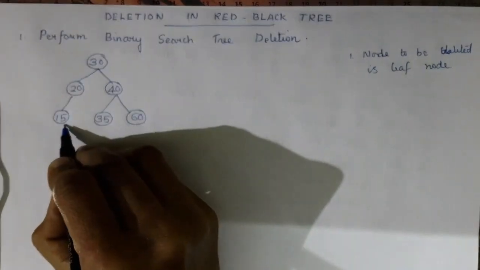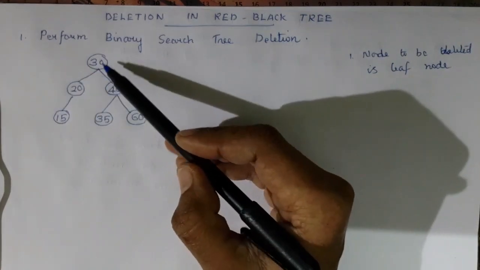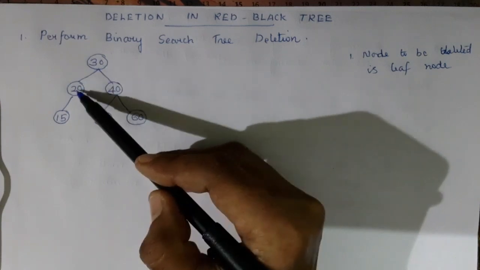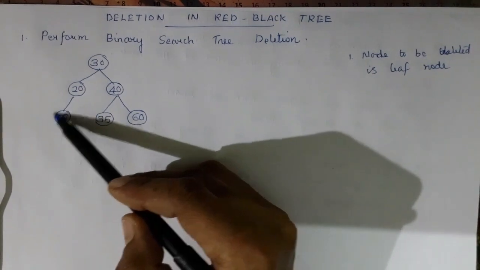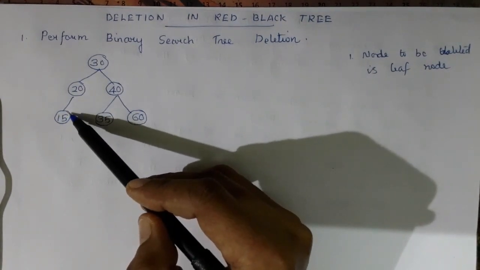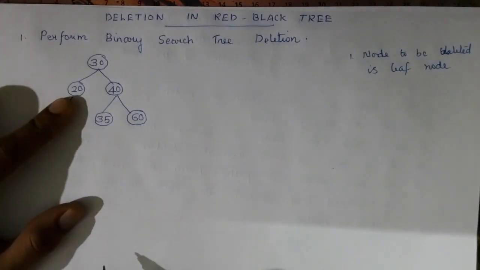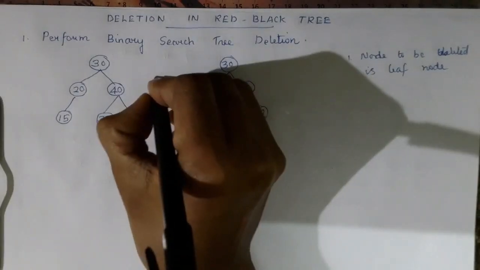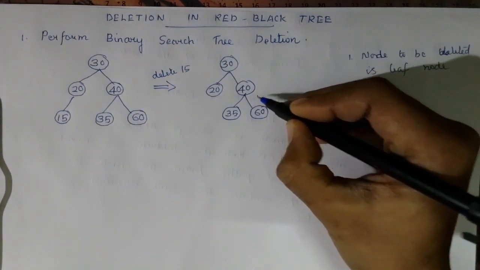Consider the node 15. Suppose we want to delete 15. First you have to find out the node 15. We traverse from the root node. 15 is less than 30, so go to the left subtree. 15 is less than 20, so go to the left subtree. So here is the 15 node. So it is the leaf node. So we simply delete 15 from this tree. So after deleting 15, we get a tree like this.